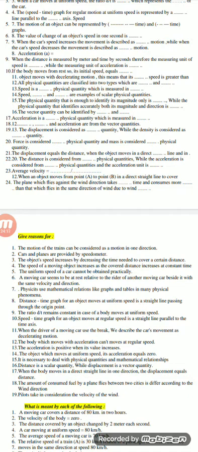Number 23. The average velocity equals total displacement over total time. Number 24. The plane which flies against the wind direction takes more fuel. More fuel means I need more fuel and more time. It consumes more time and more fuel than that which flies in the same direction of the wind.